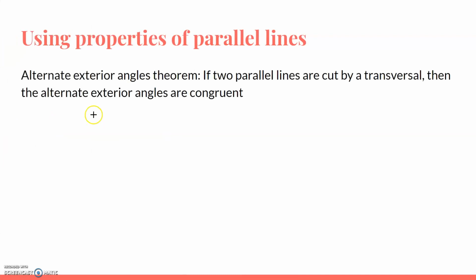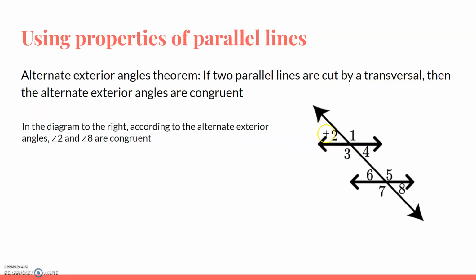Alright, the next, the alternate exterior angles theorem. If two parallel lines are cut by a transversal, then the alternate exterior angles are congruent. For example, in this, angles 2 and 8 and angles 1 and 7 are congruent because of this theorem.